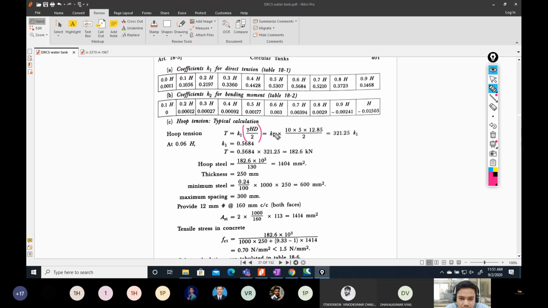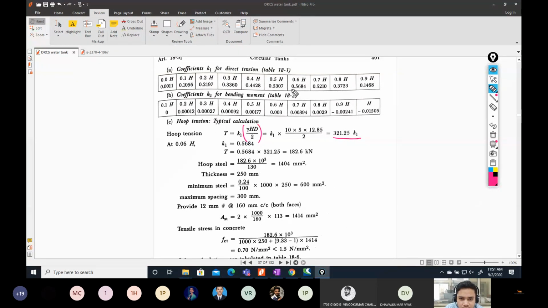So let us keep K1 as it is, and substitute the value of this constant, where gamma is the unit weight of water, that is 10, h is the height of the tank, 5 meter, and d is the diameter, that is 12.85, divided by 2. So this hoop tension is a function of K1, and it is equal to 321.25 K1. So this is your hoop tension value. When you substitute this K1 value for different heights, you get the corresponding hoop tension.